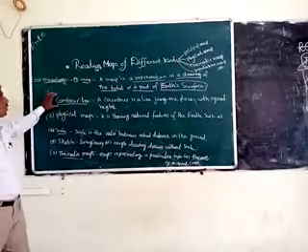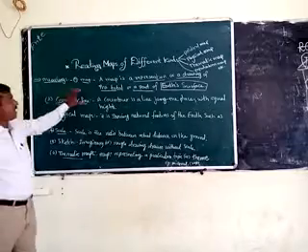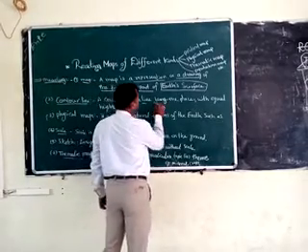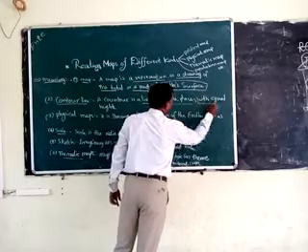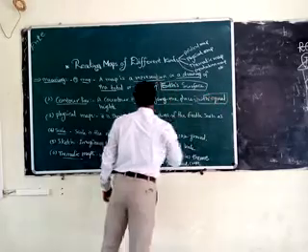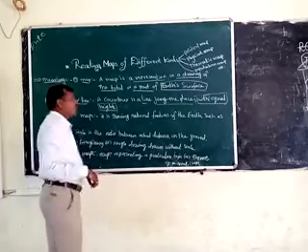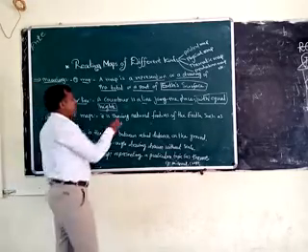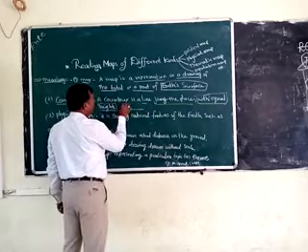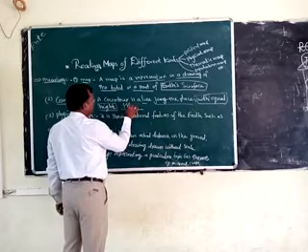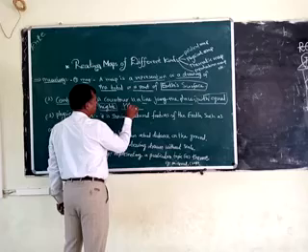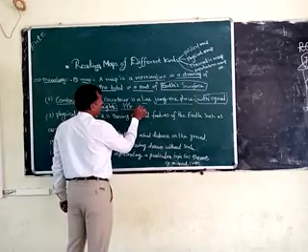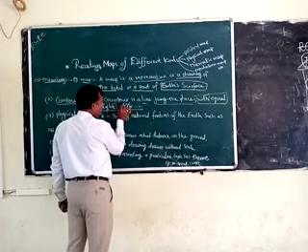Next, contour lines. A contour line is a line joining the places with equal heights. This is one more important topic in this chapter. Suppose here is a mountain, and villages and houses are there, lands and rivers are there.